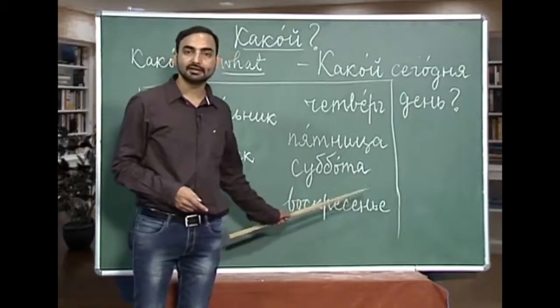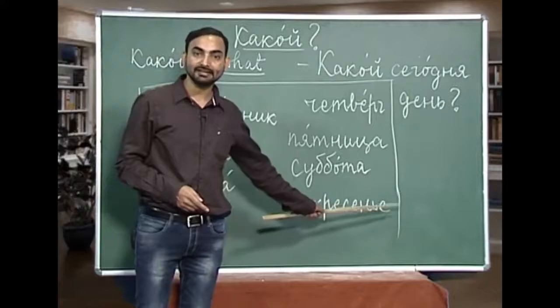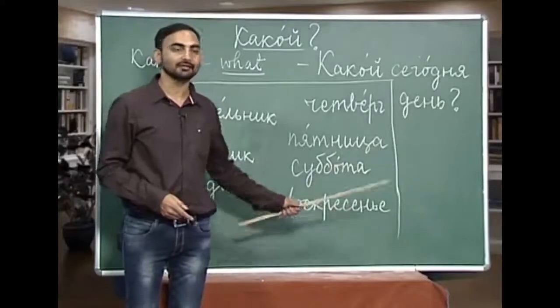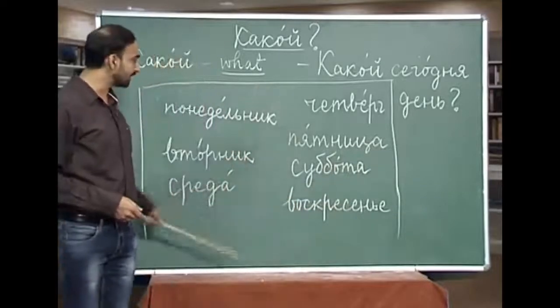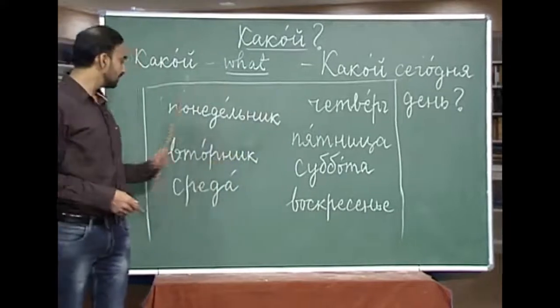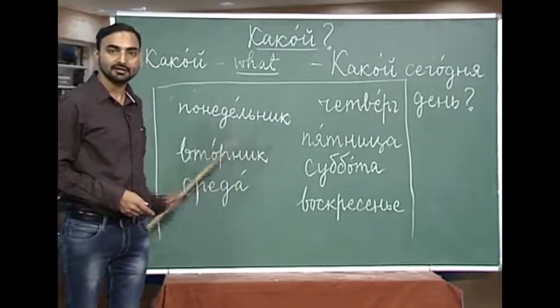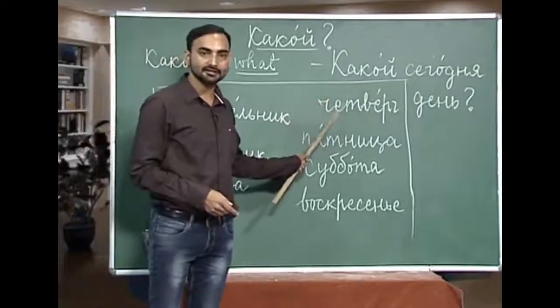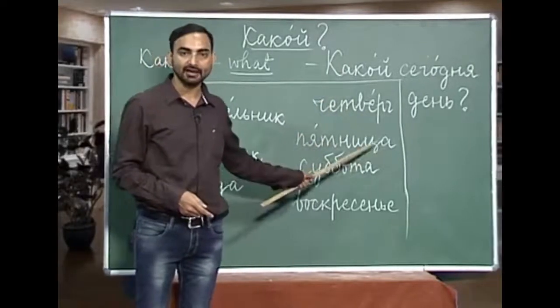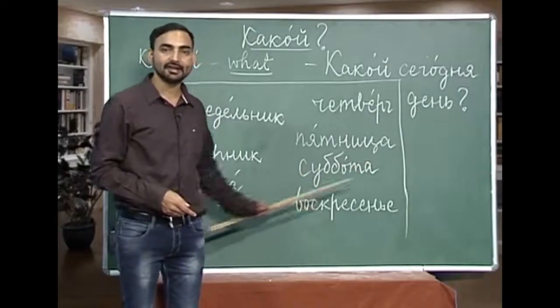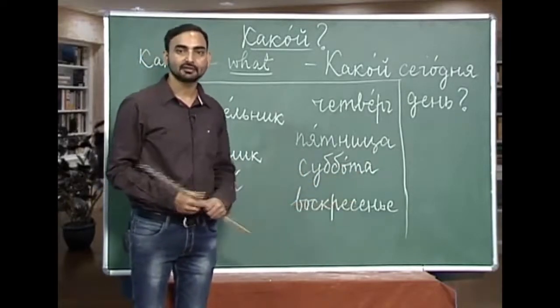V-O-S-K-R-Ye-S-Ye-N, soft sign and Ye. And how do you pronounce this word? Voskresenye. So, Voskresenie is Sunday. So, let us repeat them once again. The weekdays: Ponedjeljak, which is Monday, Vtornik, Tuesday, Sreda, Wednesday, Четверг, Thursday, Пятница, Friday, Subota, Saturday, and Voskresenie, Sunday.